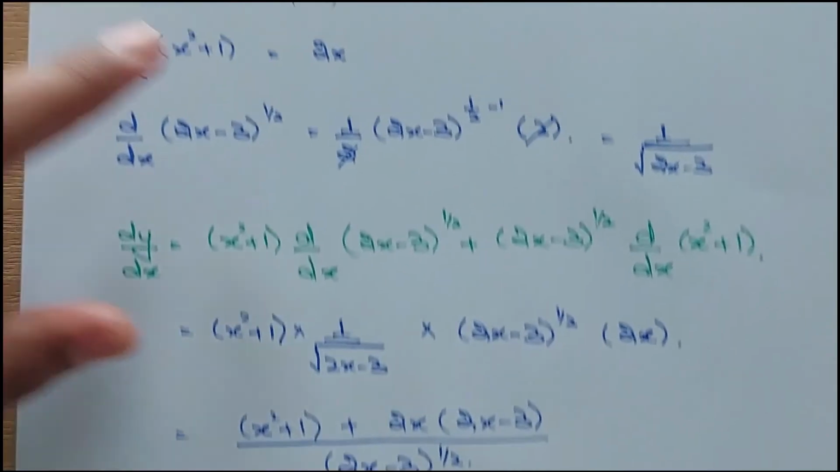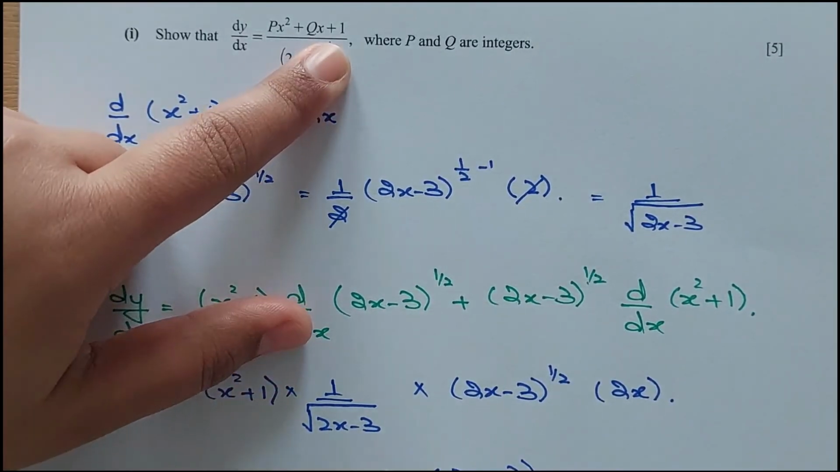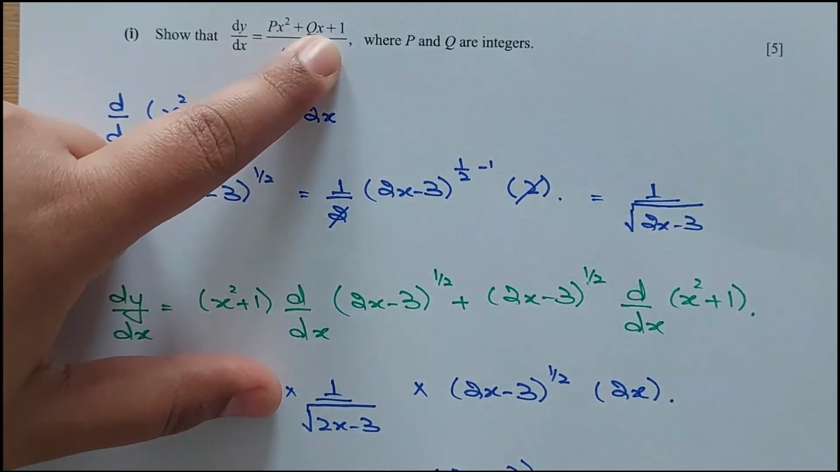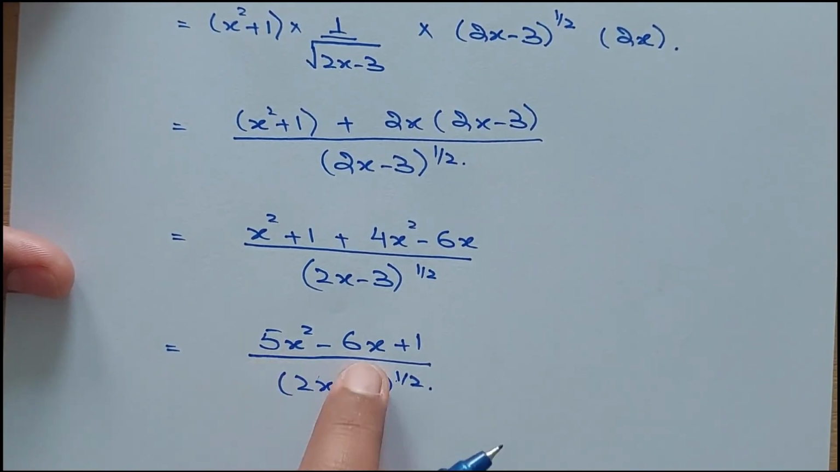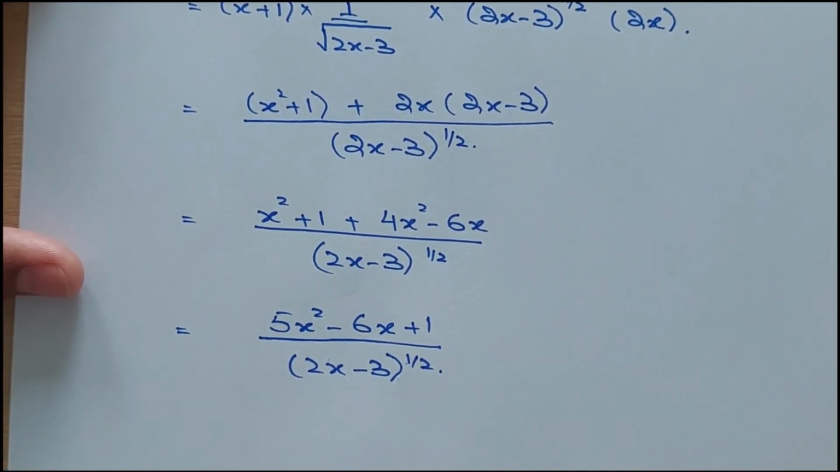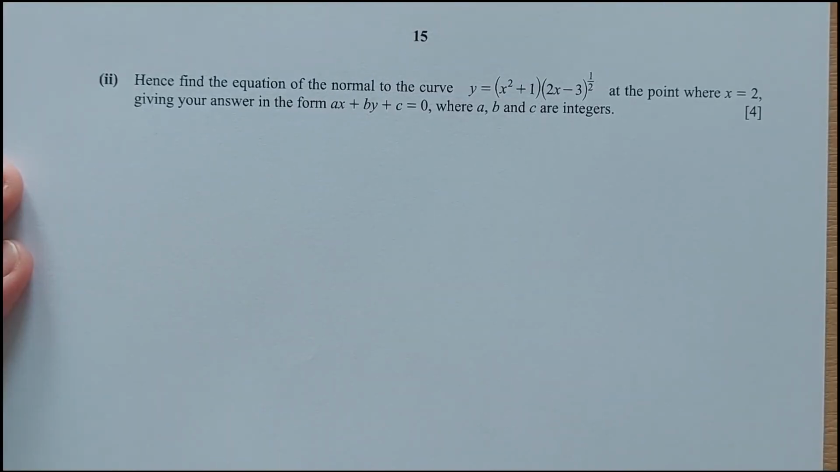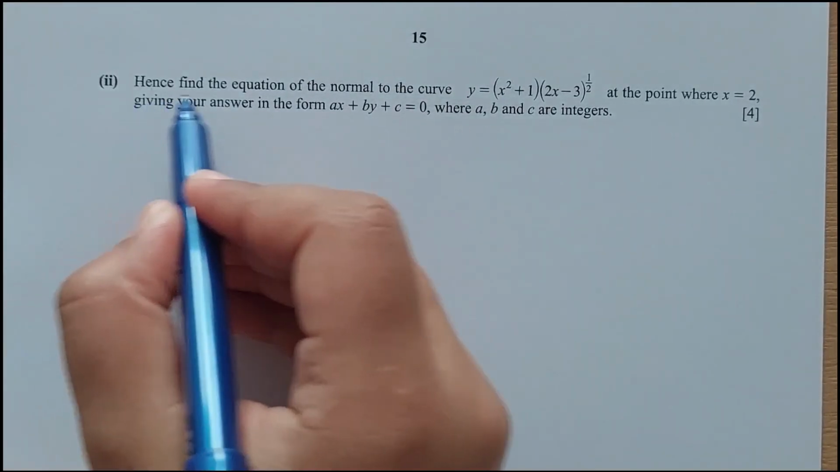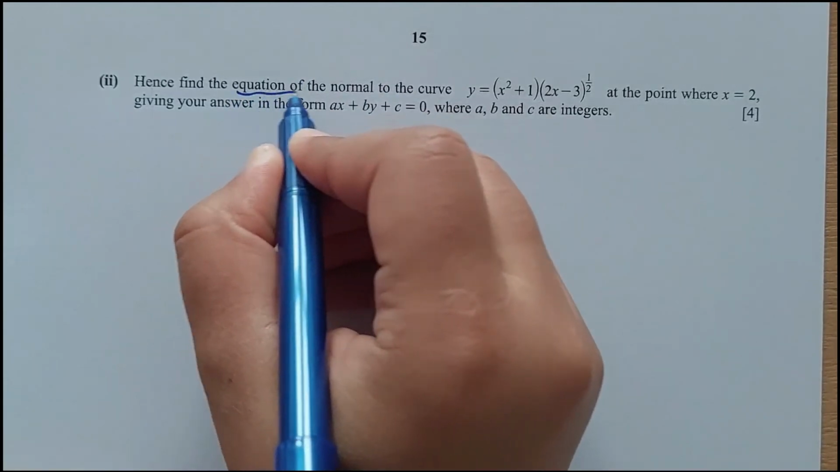So this exactly matches with (2x minus 3) power 1 by 2, and plus 1. So px square plus qx plus 1. So this is px square plus qx plus 1. P is 5 and q is minus 6. These are the integers.